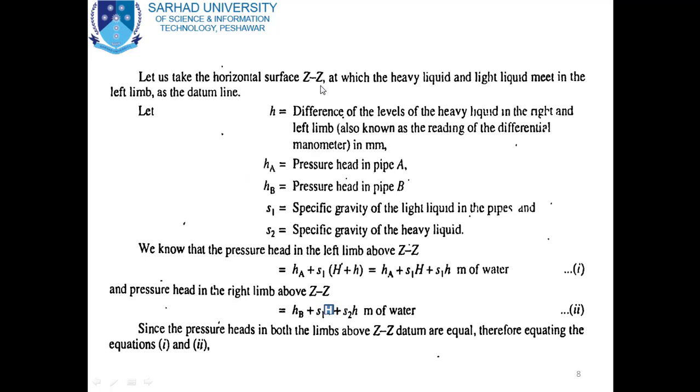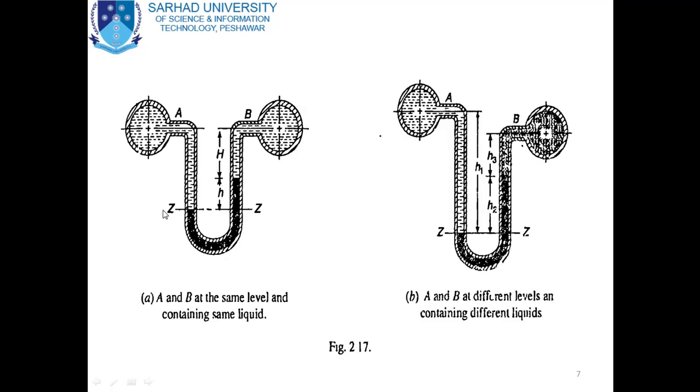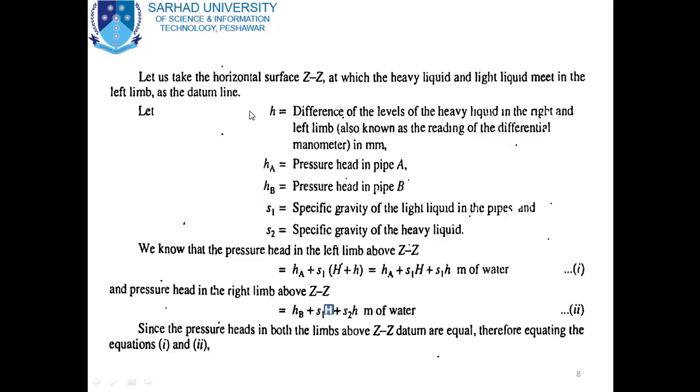Let us take the horizontal surface ZZ, at which the heavy liquid in the right limb and left limb meet, as the datum line. At this point they balance each other, so let this be the common point or datum line, denoted by ZZ. Let h be the difference of the levels of the heavy liquid in the right limb and left limb, also known as the reading of the differential manometer. HA is the pressure head in pipe A, while HB is the pressure head in pipe B. S1 is the specific gravity of the light liquid in the pipes, and S2 is the specific gravity of the heavy liquid.